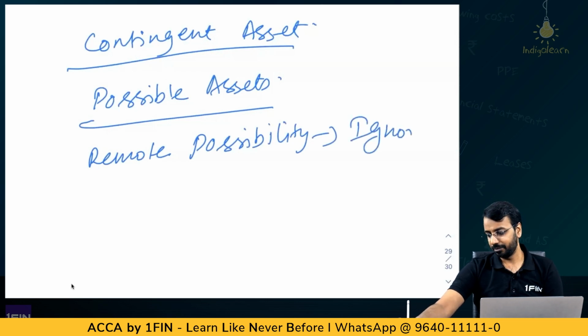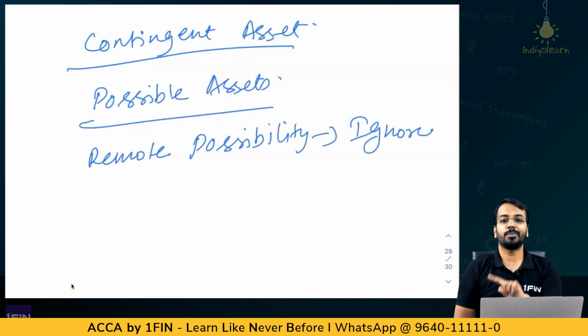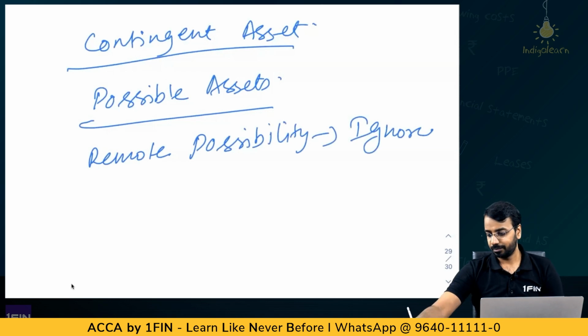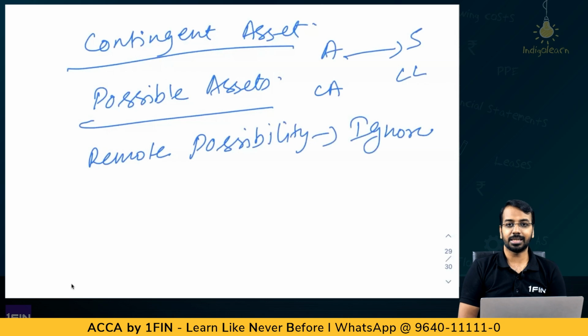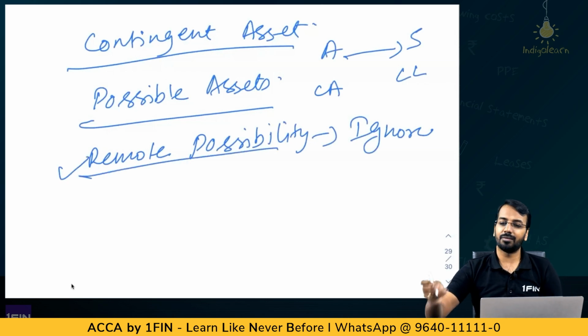Sir, what is the example? Example could be, one company has filed a case on another company. Apple has filed a case on Samsung. Now, when Apple files a case on Samsung, for Samsung it is a contingent liability, for Apple it is a contingent asset. If it wins, it will get the money. Now, what is the chance of winning? Sir, very little chance. I don't think we will win the case. So, ignore.